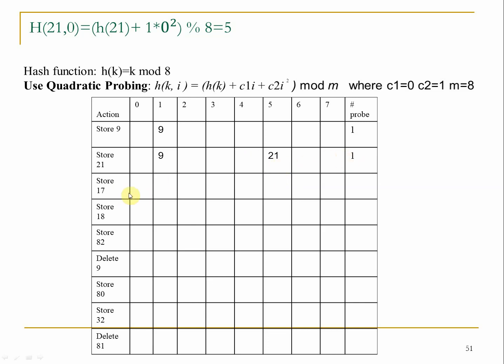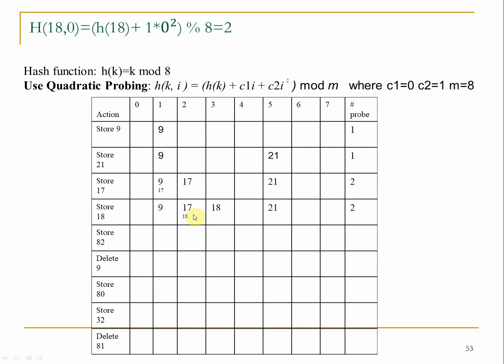Now, if we try to store the value of 17, it will look into the home position, which is the value of 1, and find out it is not available. Therefore i changes to 1, which is 1 place away from the home position, so you look into the space of 2, because 1 multiplied by 1 squared equals 1. You look into the next location, find it is available, and therefore the number of probings equals 2.